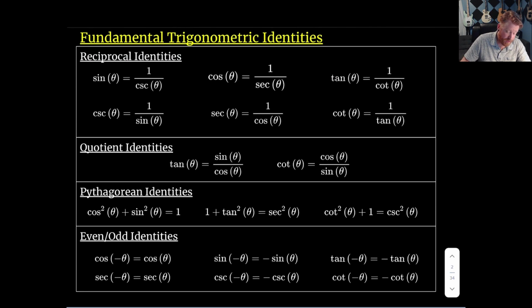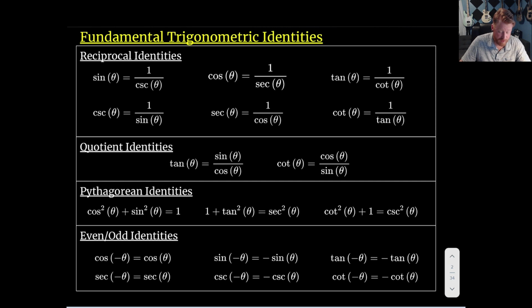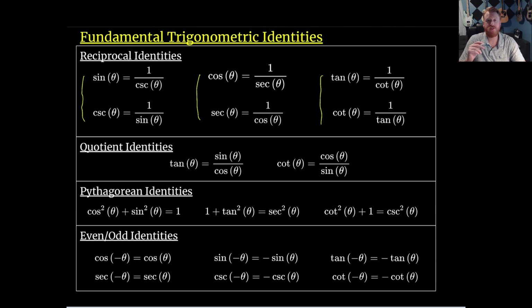We're just starting here with a list of all of the fundamental trig identities all in one spot. So just a summary of everything we've got so far. We'll go through one at a time and talk about each one. So we'll start with the reciprocal identities: sine and cosecant are reciprocals of each other. Cosecant and secant are reciprocals of each other. And then tangent and cotangent are reciprocals of each other. And we can use these relationships to prove or verify some other stuff going forward. But first, let's verify these individually.